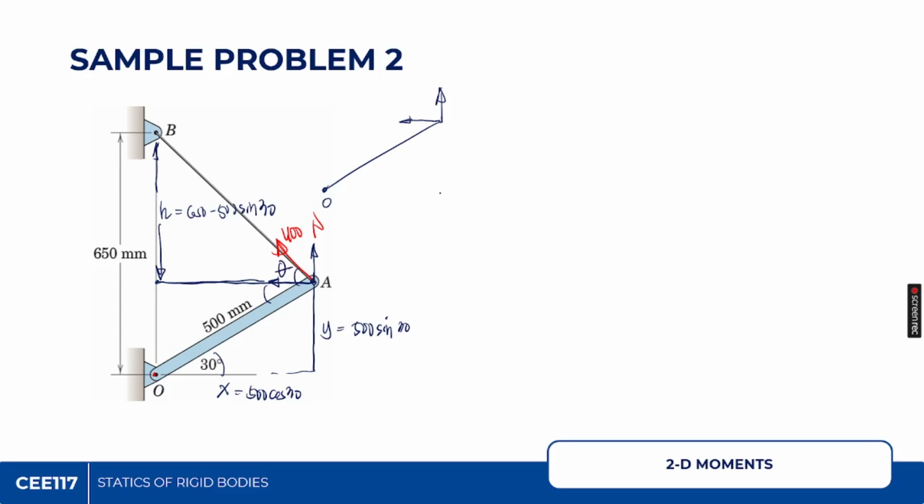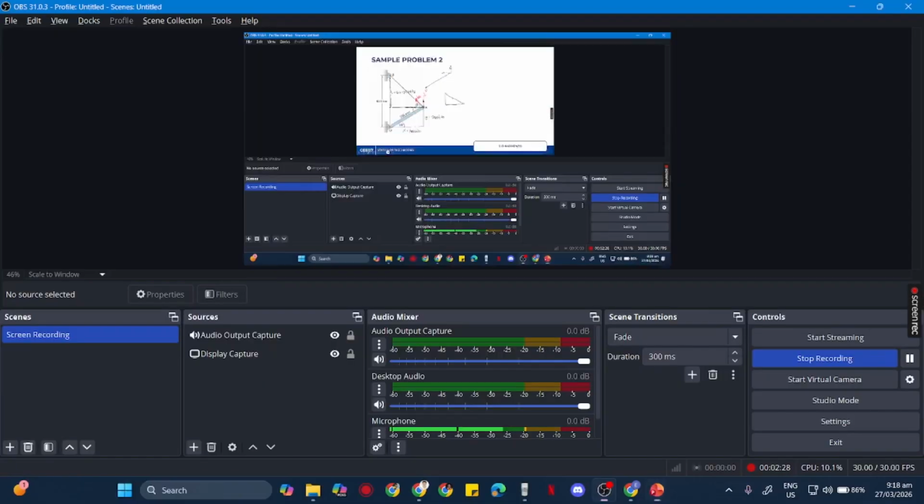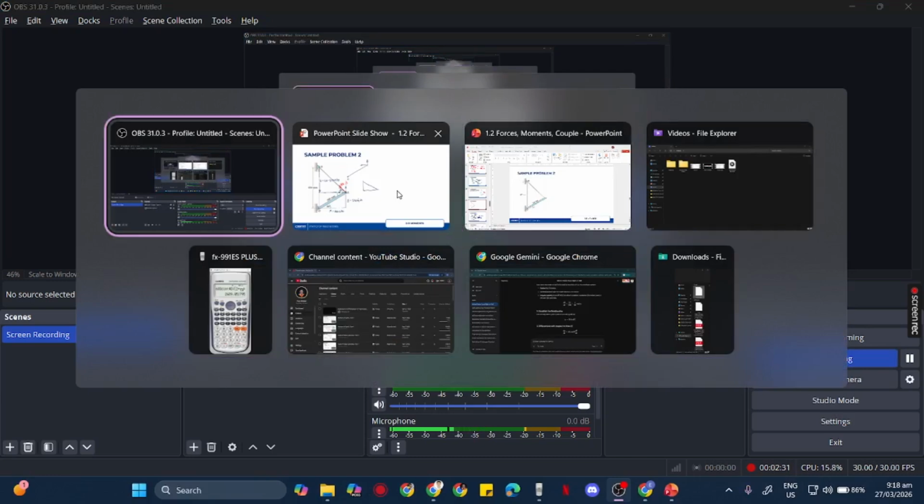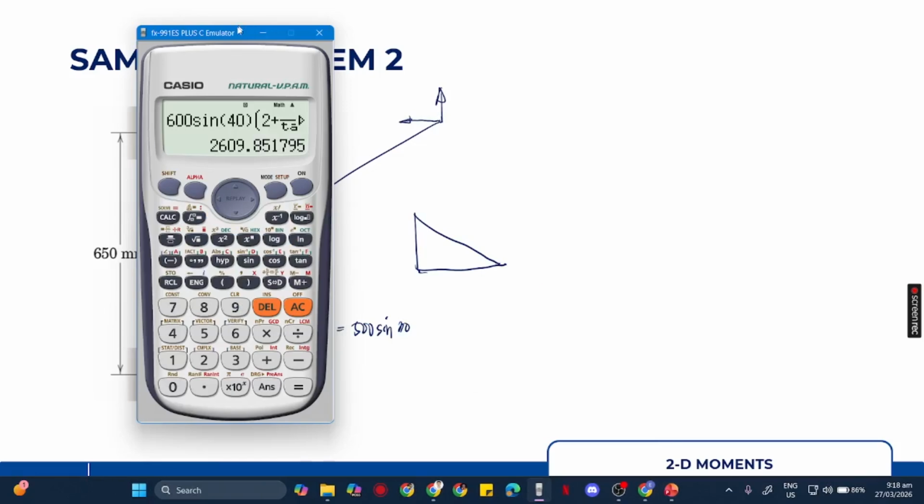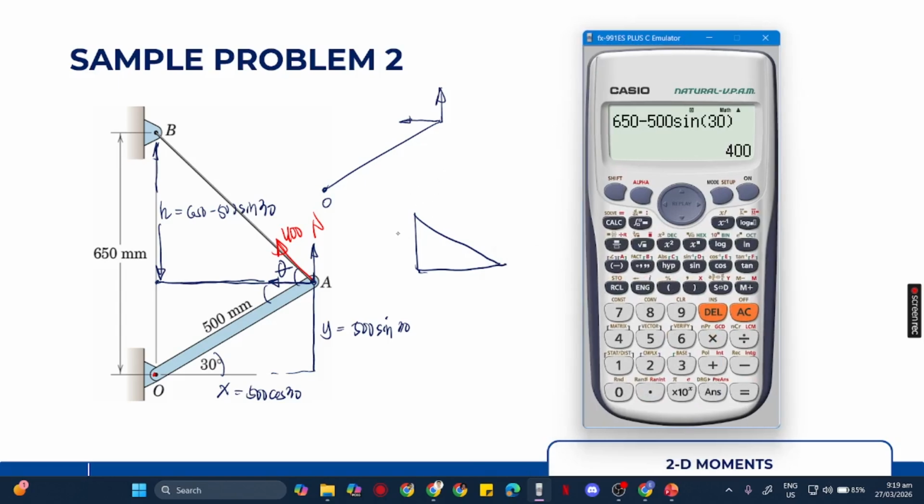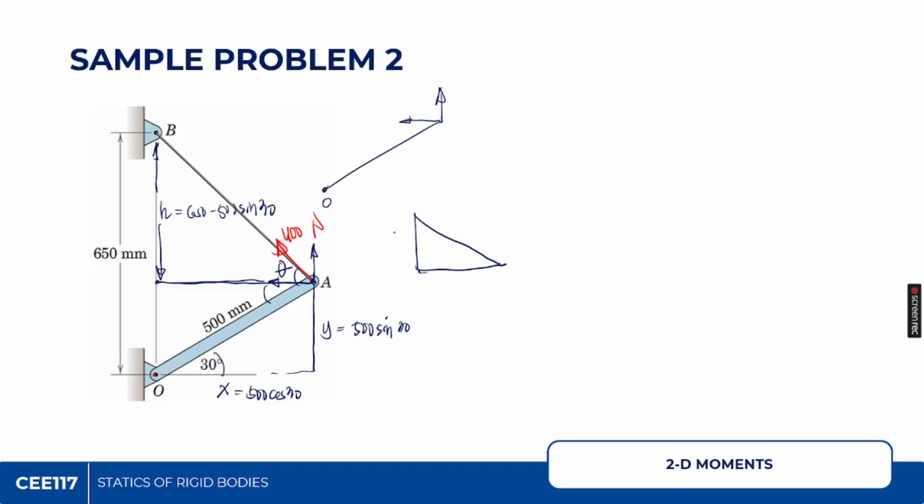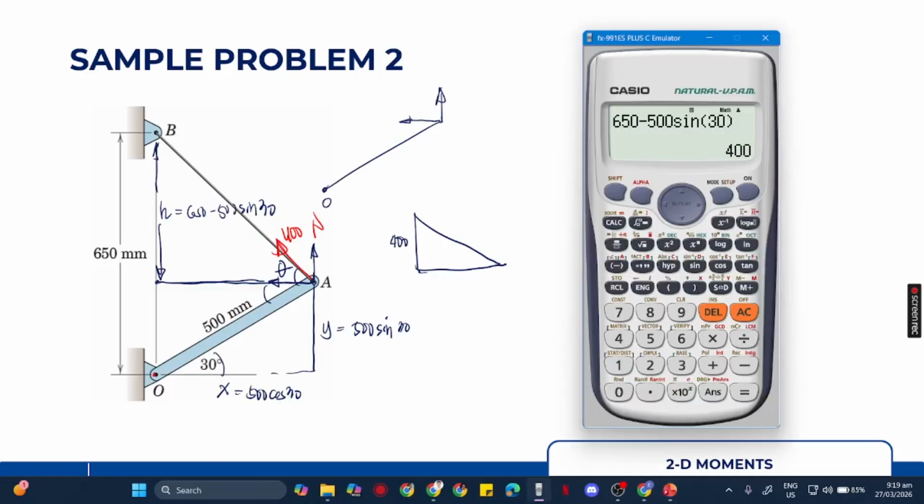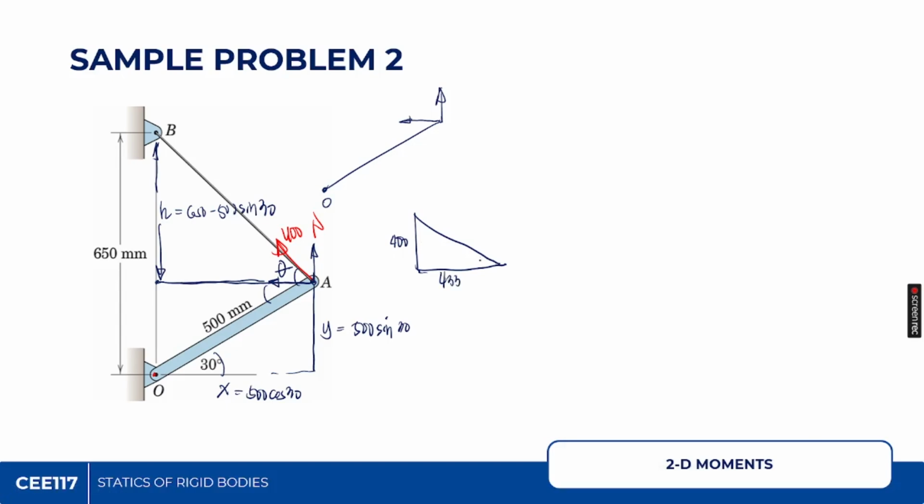So, let me just draw the triangle. Una. This is the triangle. So, ito, 650. So, what is 650? Unahin natin, sorry. So, saan na yun? Calculator. So, that is 650 minus 500 sine 30. And that is about 400. So, ito 400 yan, class. So, this is 400. Ito naman, 500 cosine of 30. That is 433. Okay, 433 na nalagay natin.